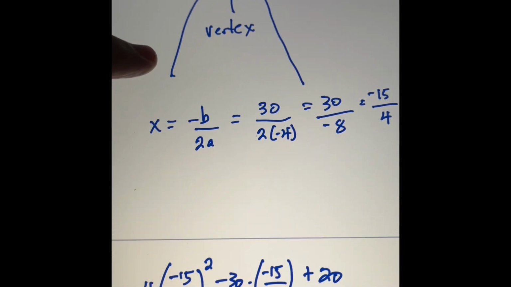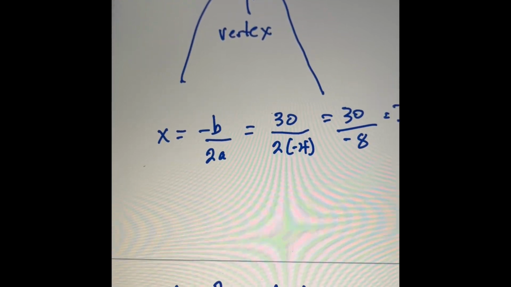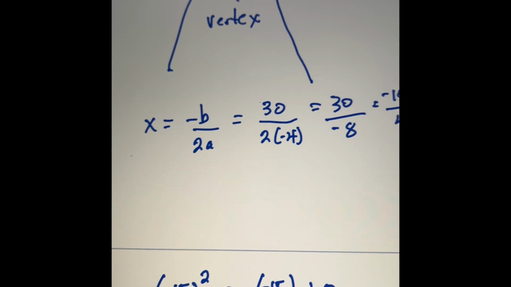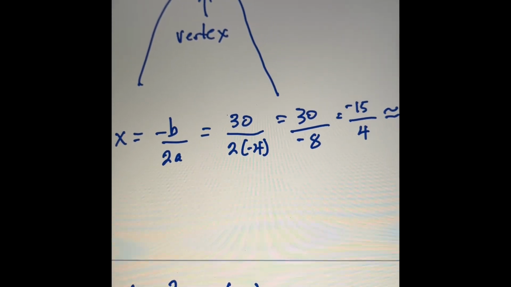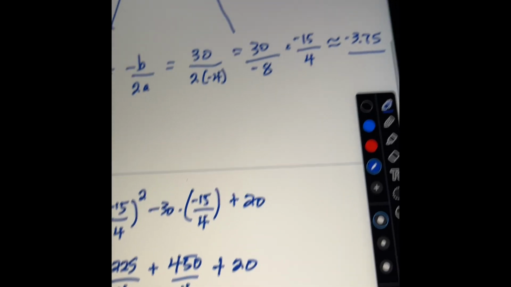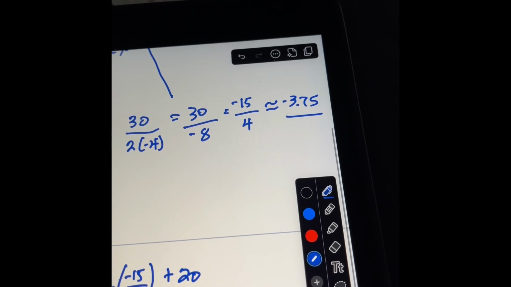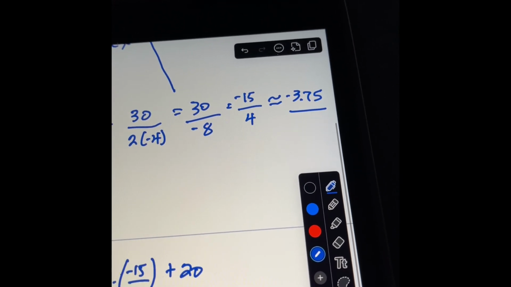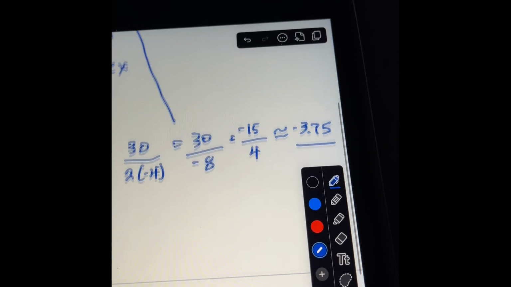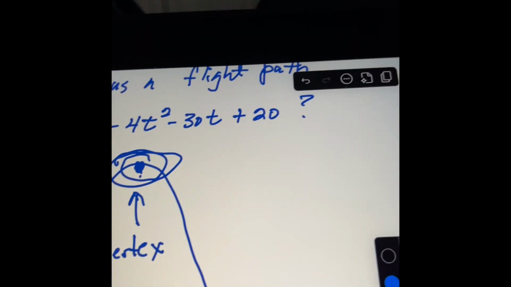So what we're going to do is do the opposite of b, which would be 30 from this equation up here. And then 2 times a. Well, since a is negative 4, 2 times a is negative 8. So 30 over negative 8 reduces to negative 15 over 4, which is approximately negative 3.75. So then what we're going to do is take this value, in fraction form, and put it up here to find this vertex.